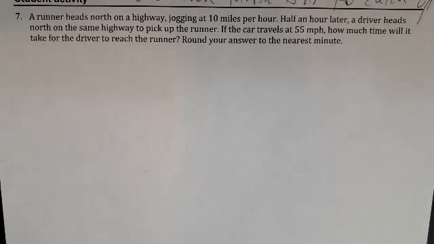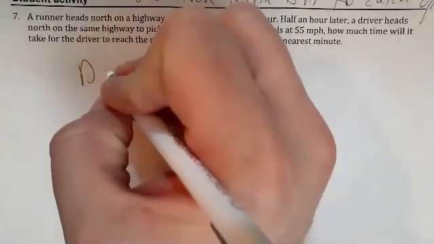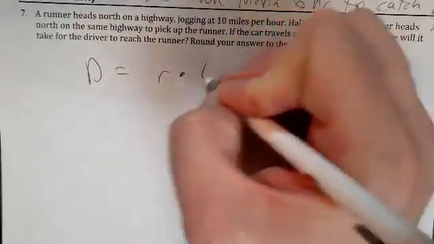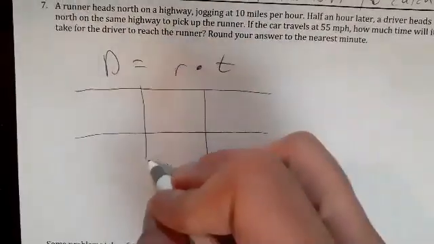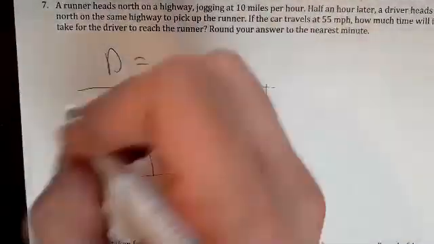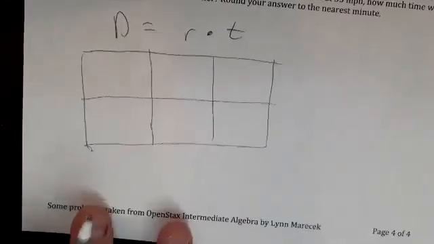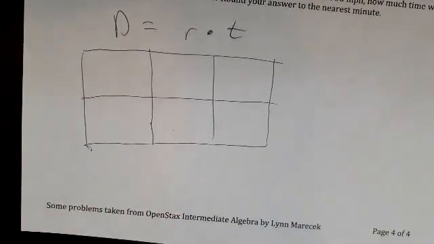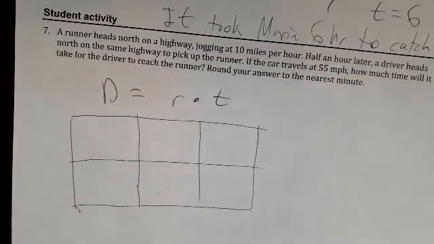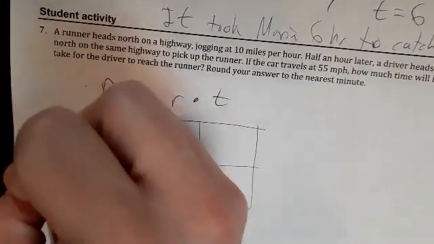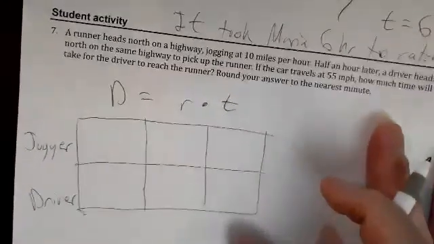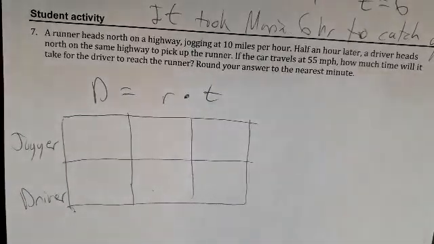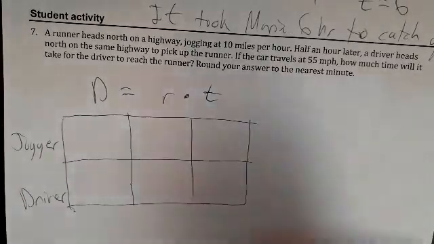Okay, so something kind of annoying is we might get some fractions here, but it is very similar to the previous problem, right? We have distance equals rate times time. Draw our box. We know there is a jogger and there is a car. We know the jogger's going 10 miles per hour. We know the car is going 55 miles per hour.